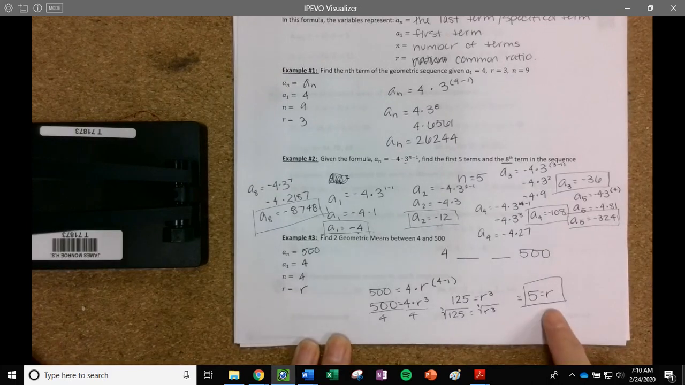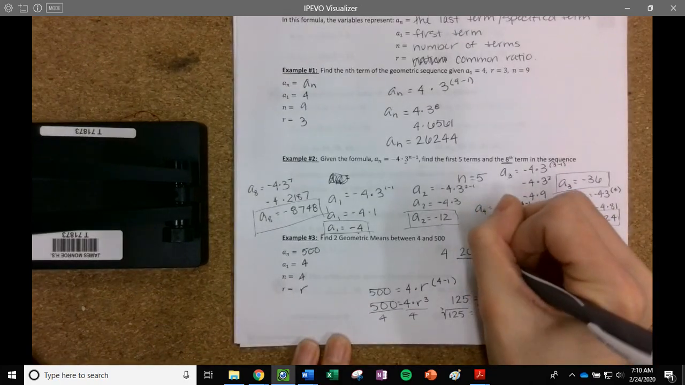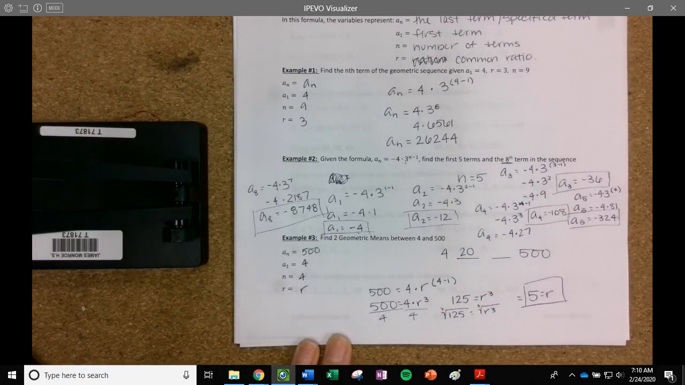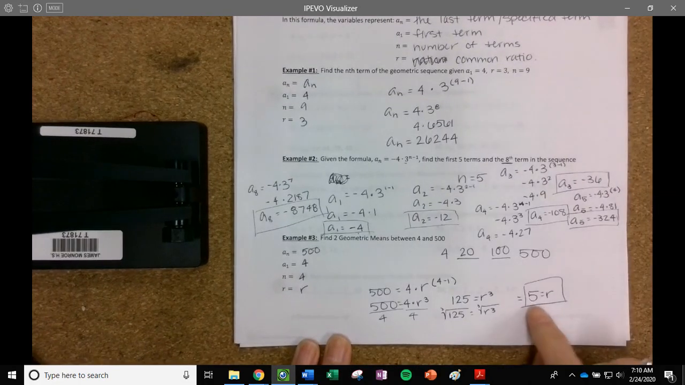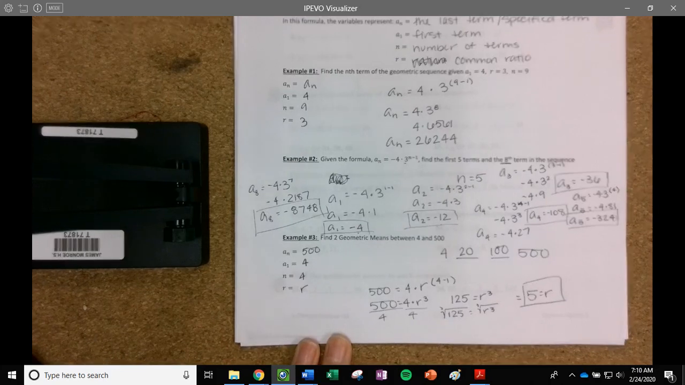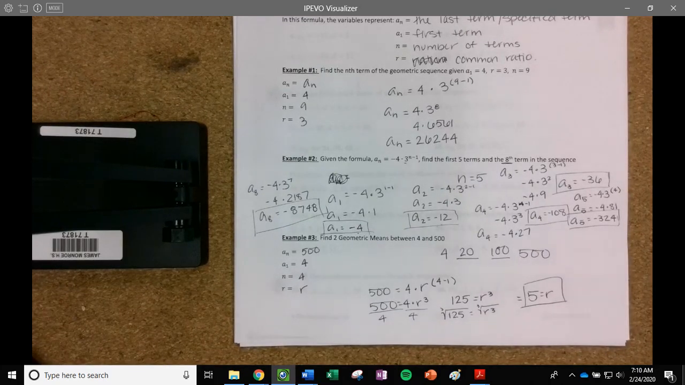Now that I know that 5 is our ratio, I can come back and multiply. 4 times 5 is 20. 20 times 5 is 100. Does it work? 100 times 5 is 500. We did it. All right, guys, that's geometric sequence.